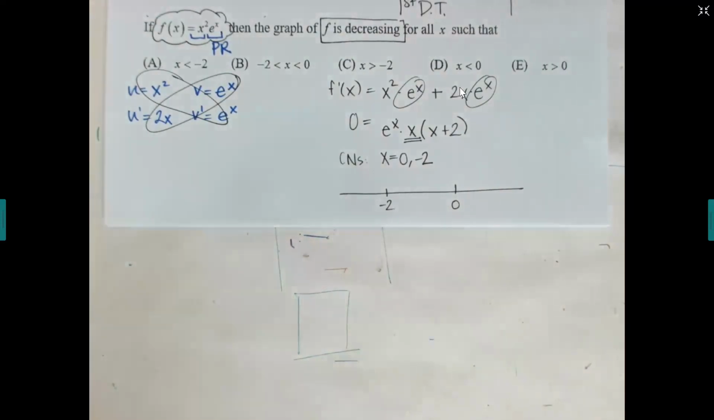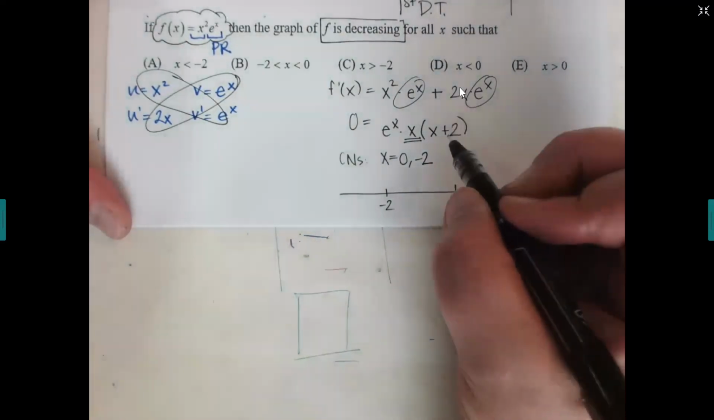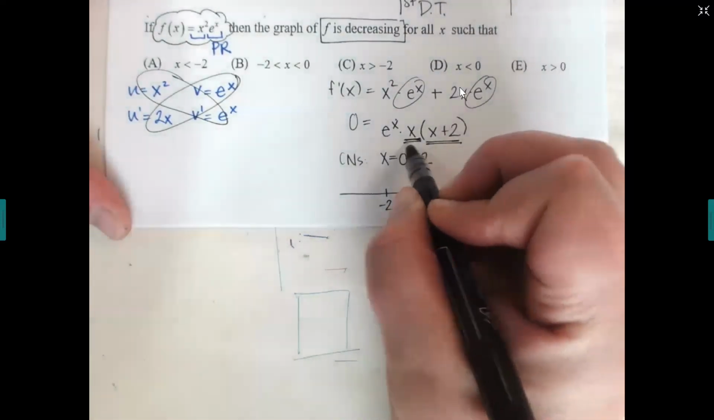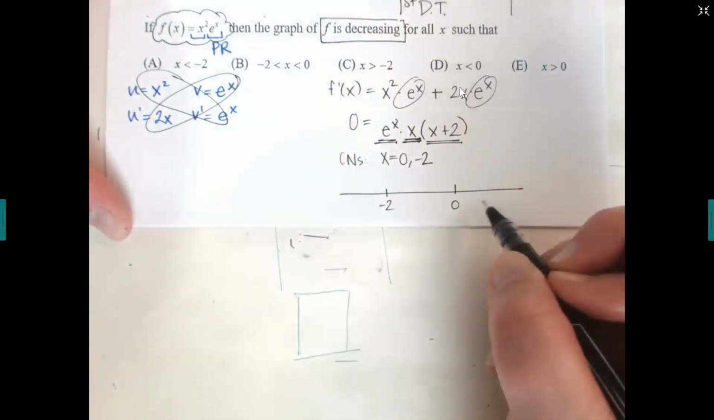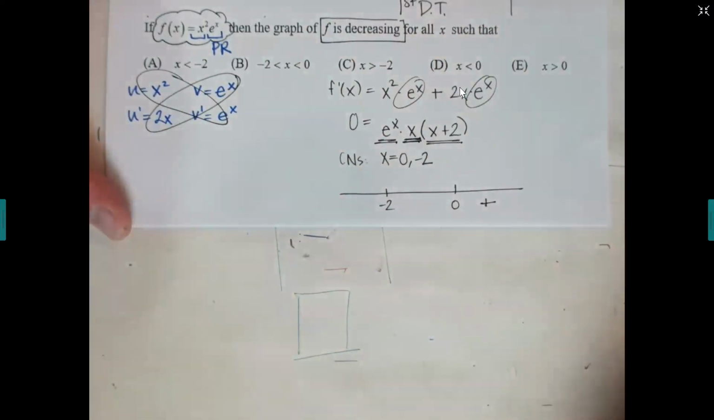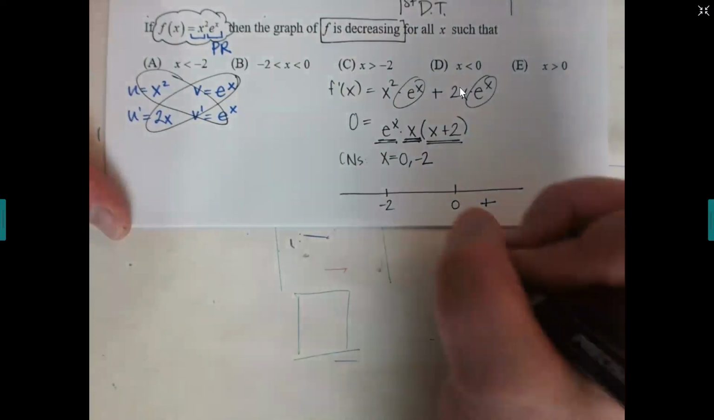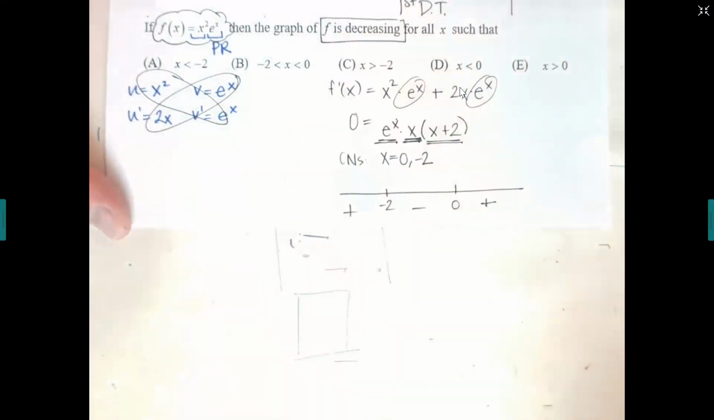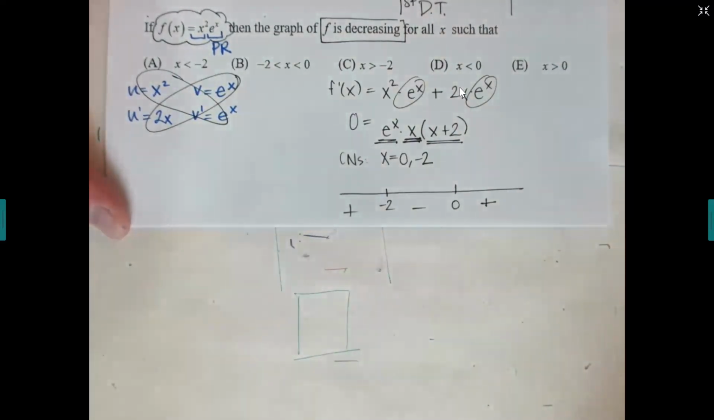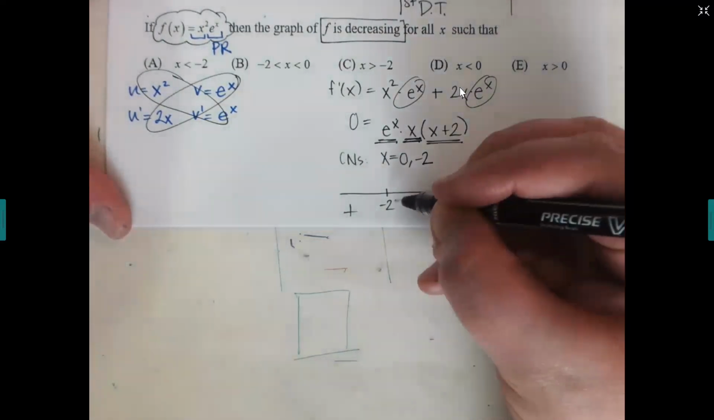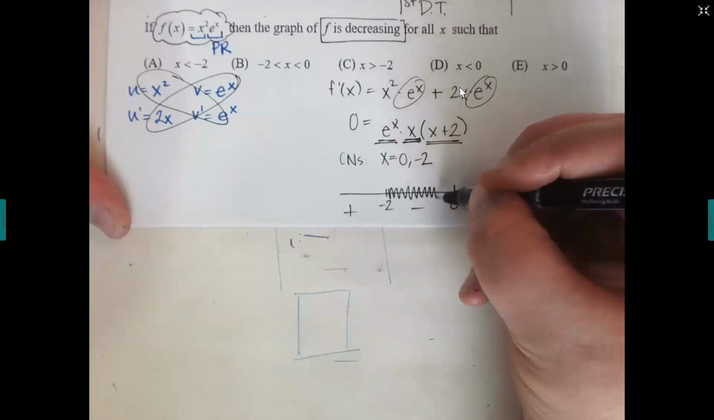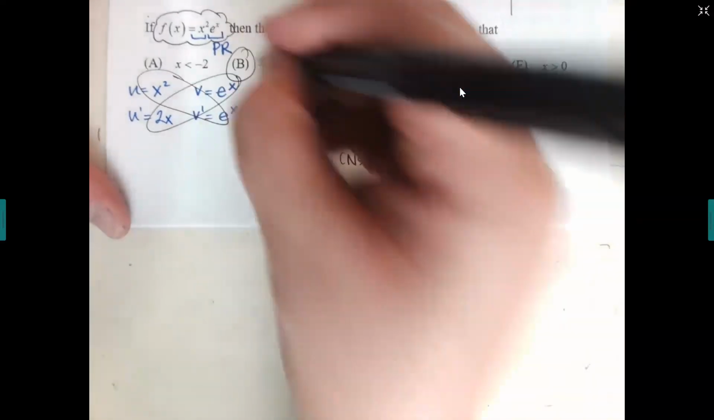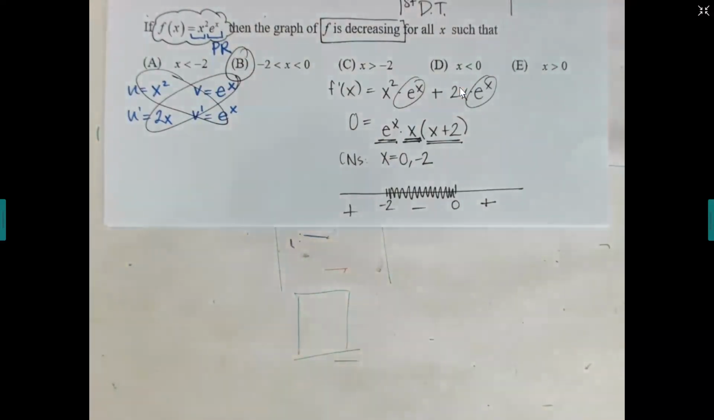Bigger than 0, let's say I pick 1. 1 plus 2 is positive, times 1 is positive, e to the 1 is positive, all the way positive. Okay, then we know it'll flip-flop negative, plus. So if we want f decreasing, which window are we looking for? It'd be the big one. Very good.